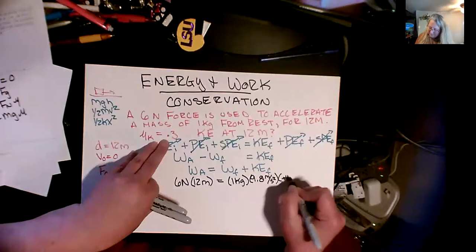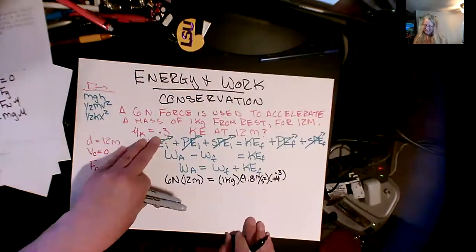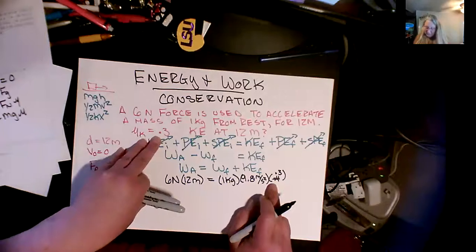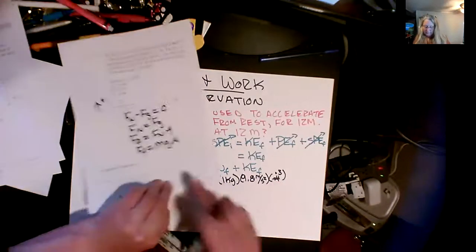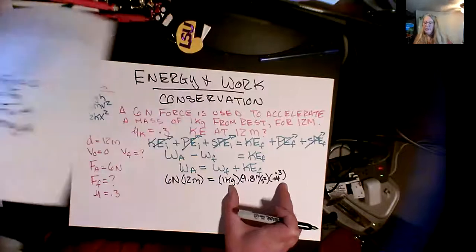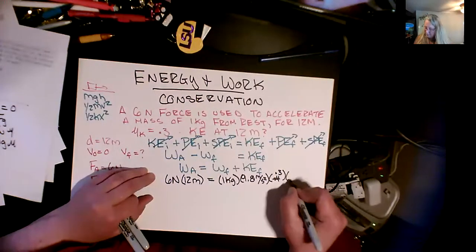So 0.3. Okay. So 0.3. So that is my force due to friction. My mg mu. There we go. So now we want the distance that acted over. That's the 12 meters.